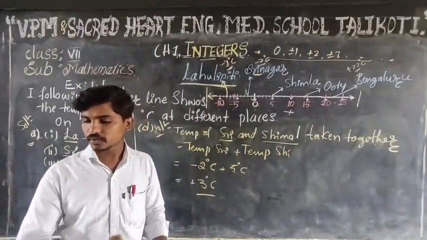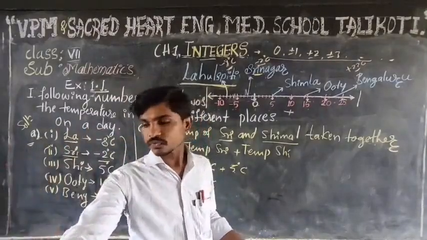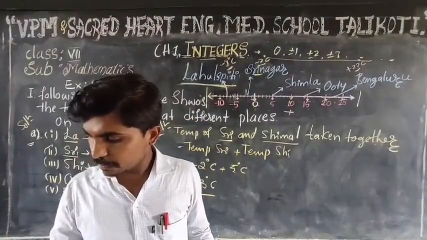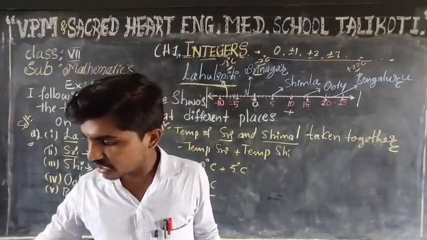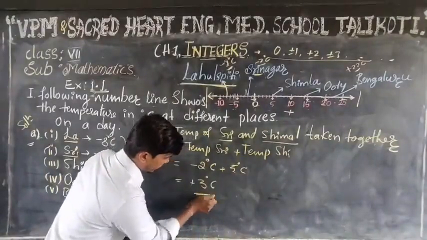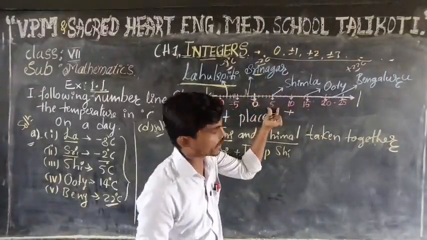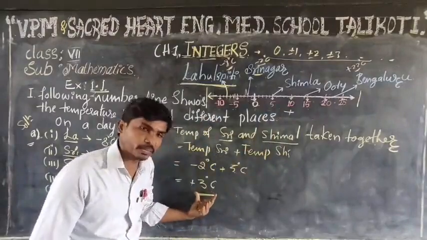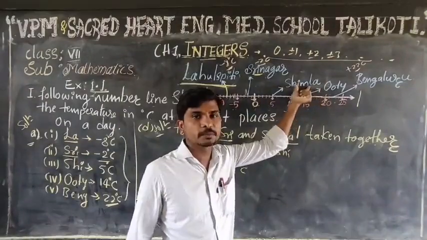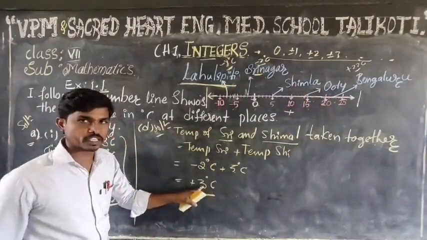Now second part of our question is, just I will continue. I will read the question once. Can we say the temperature of Srinagar and Simla taken together is less than the temperature of Simla? Now, this is the taken together temperature of Srinagar and Simla, and now Simla temperature is 5 degrees. Just you compare. This temperature is less than the temperature of Simla. You compare, and our statement is true or false. You only verify. Just look here. The taken together temperature is 3 degrees Celsius.